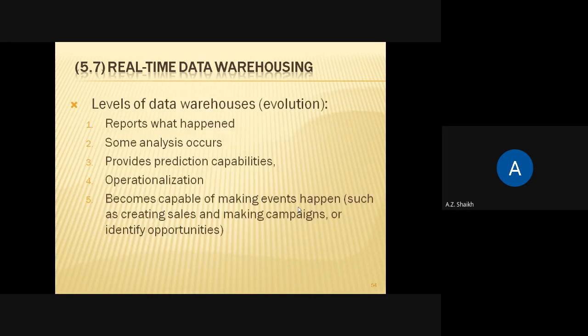Okay. Now these are the levels of data warehouses. There are the different levels of the data warehouses. Reports what happened, some analysis occurs, provides prediction capabilities, operationalization, then become capable of making events happen, such as creating a sales or making campaigning or identifying the opportunities. These are the different levels of the data warehouse or the evaluations.